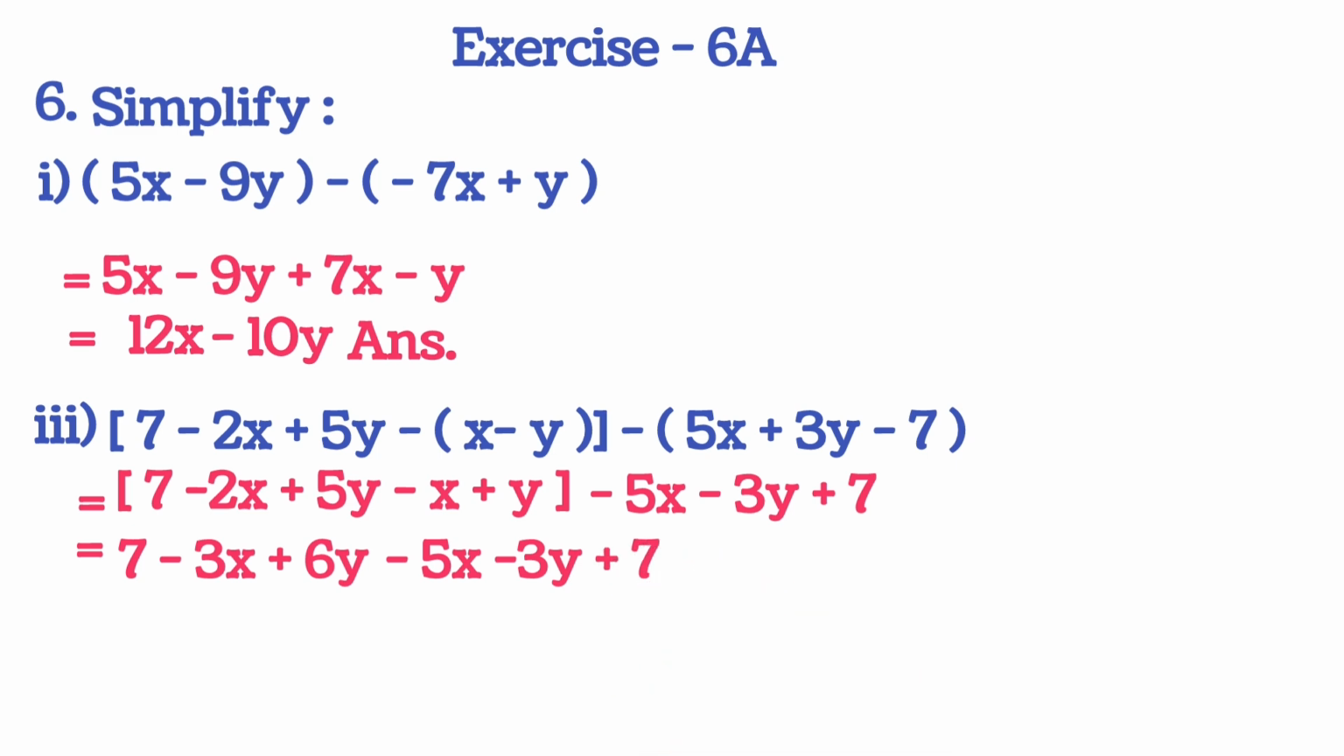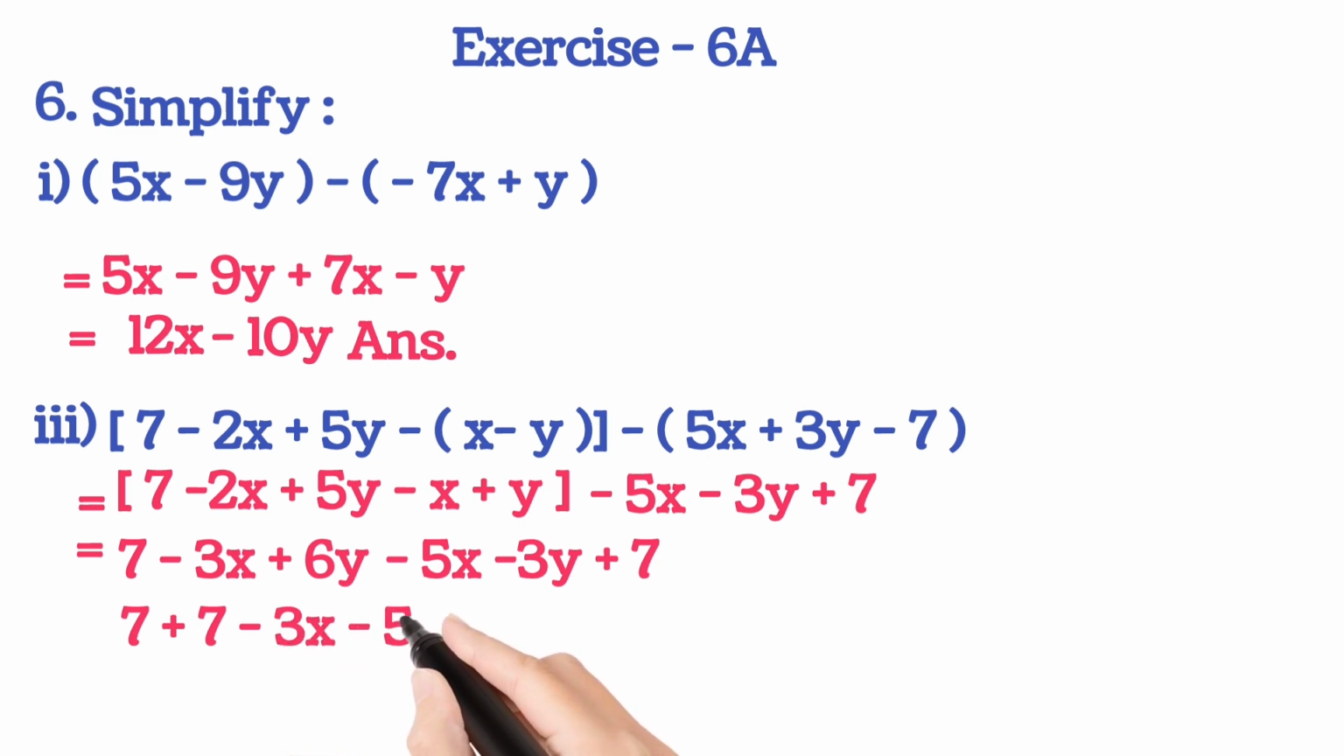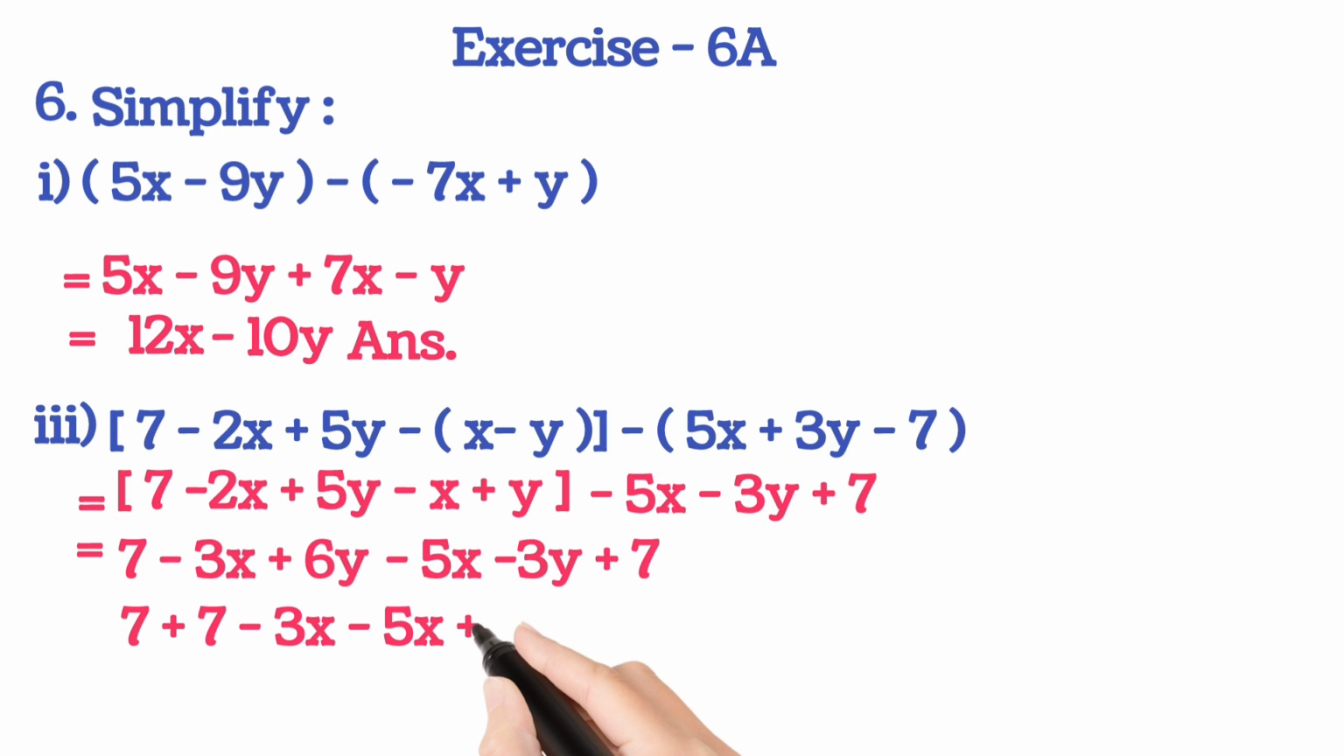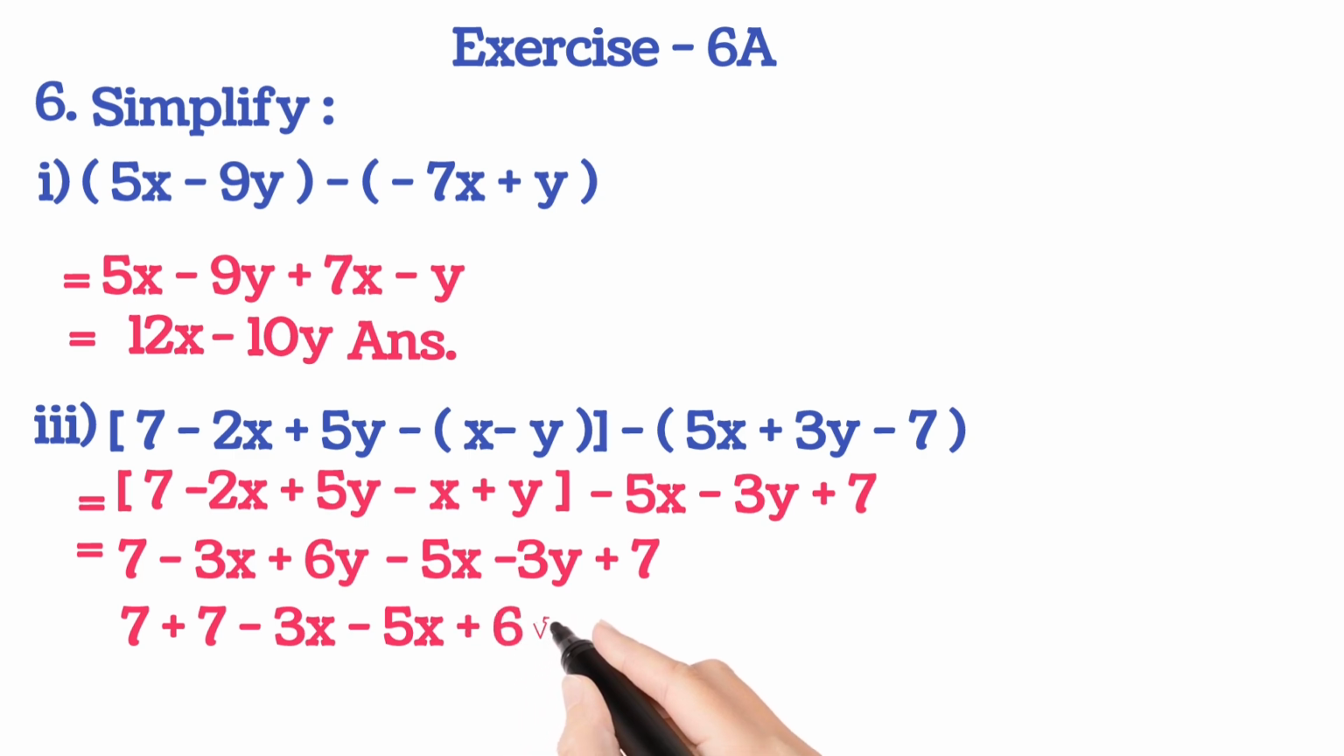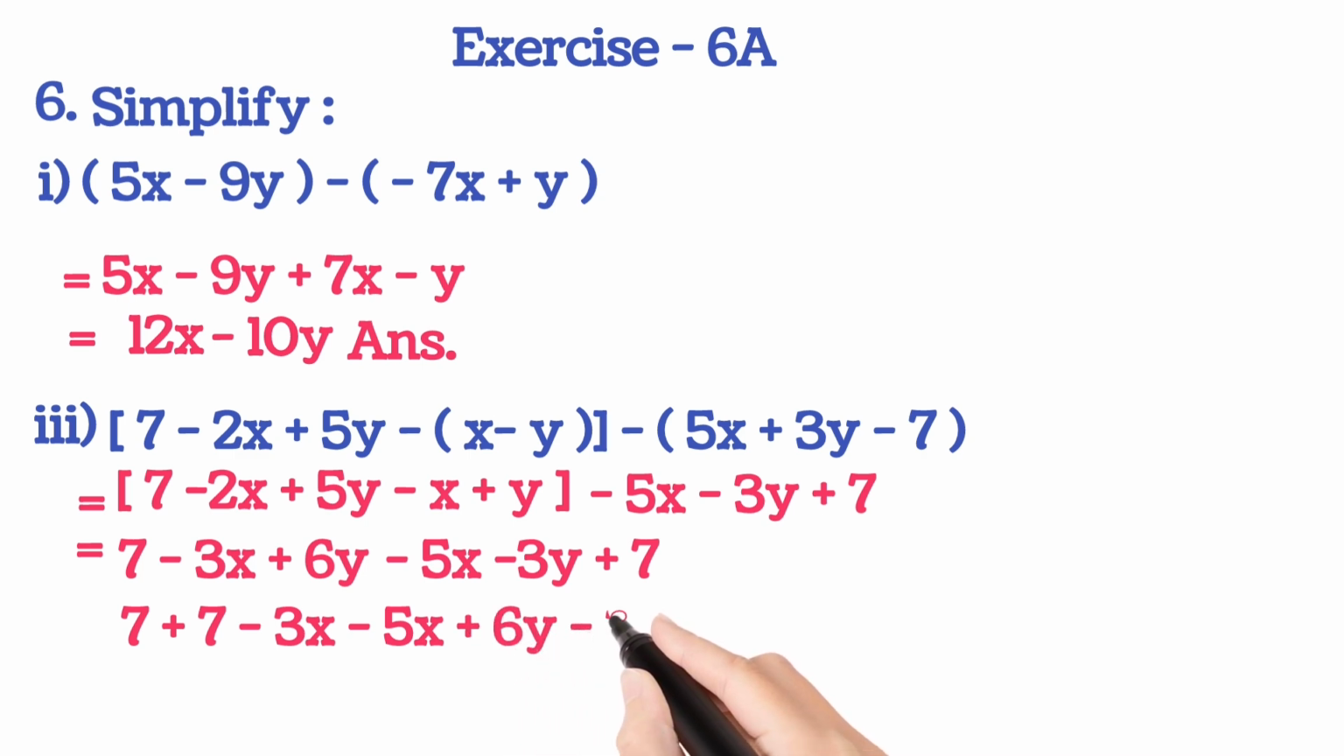Now what we will do in our next step, we will collect the like terms. First we will write the constant terms together, 7 plus 7, minus 3x minus 5x, and then plus 6y and minus 3y. This way we have written all the like terms together.